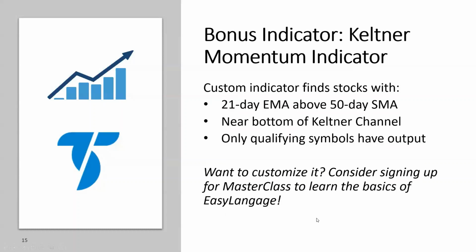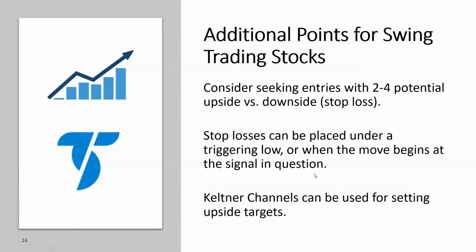Okay, some other points I did want to cover. Like I said, in general, look for entries that have 2 to 4 times potential upside versus the downside. Stop losses can be placed under the triggering low, or where the move begins at the signal in question.